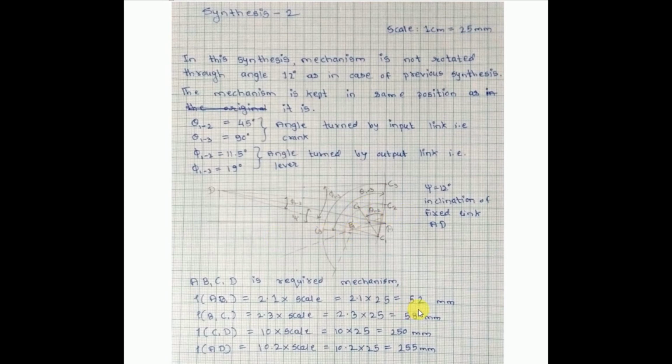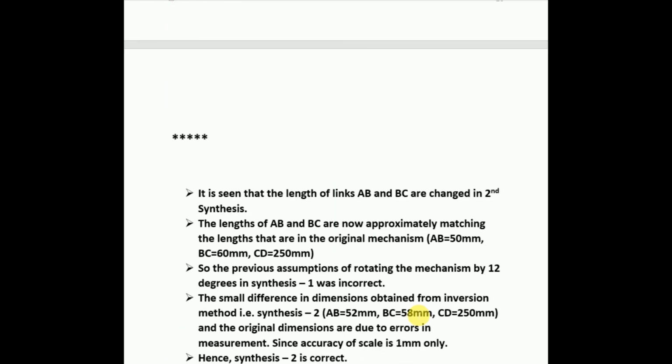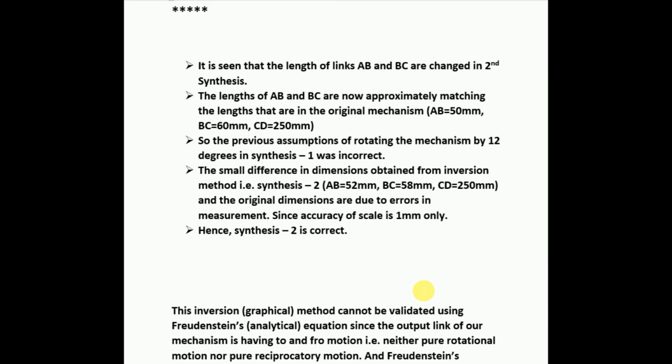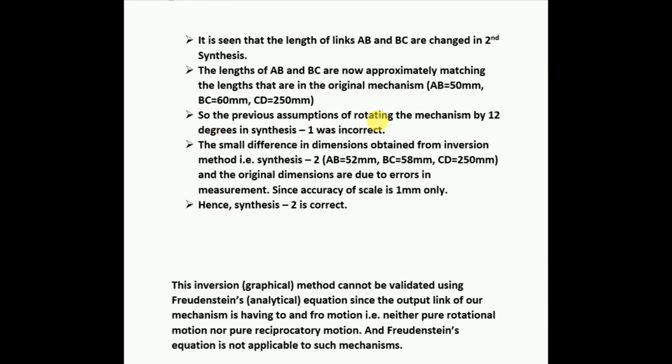And this time we got the input link length as 52 mm, connecting rod length as 58 mm, lever length as 250 mm, and fixed link length as 250 mm. So these lengths were now approximately matching the lengths obtained in the original mechanism. So the final conclusion of the synthesis is that the assumption of rotating the mechanism by 12 degrees in synthesis 1 was incorrect, and in synthesis 2, as we kept the mechanism in its original position, we got lengths which were approximately equal to the lengths in the original mechanism. So synthesis 2 is correct.